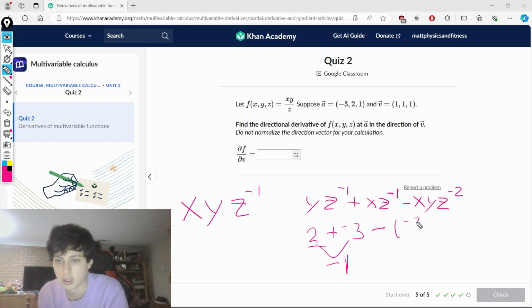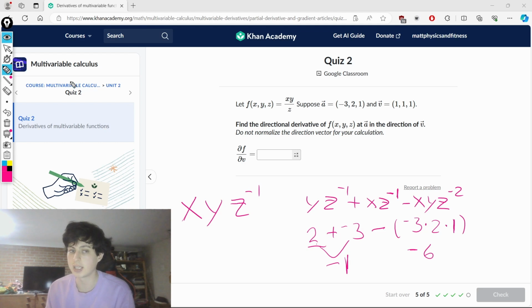x, negative 3. y, 2. z to the negative 2. That's going to be 1 over 1 squared. Still just going to be 1. It's all multiplied together, not going to do anything. Minus 3 times 2, negative 6. Minus negative 6 is a plus 6. Negative 1 plus 6. I'm thinking 5.